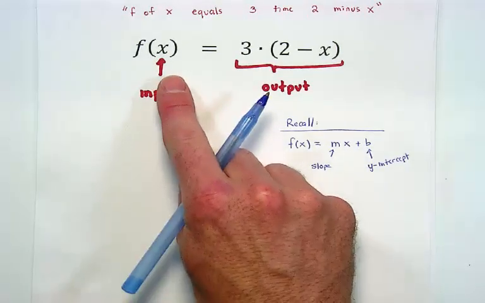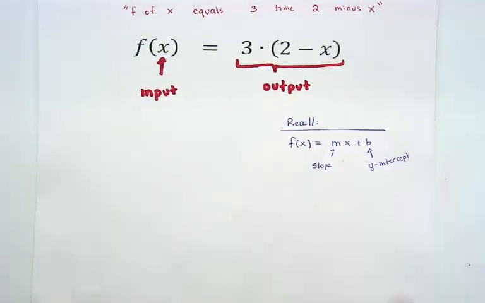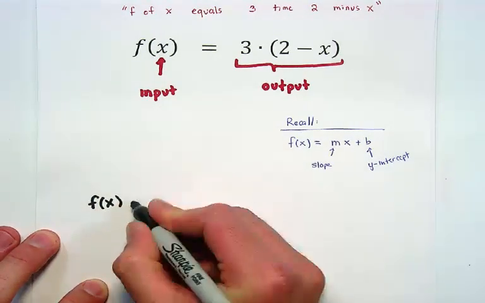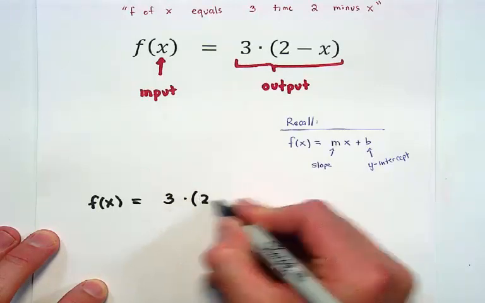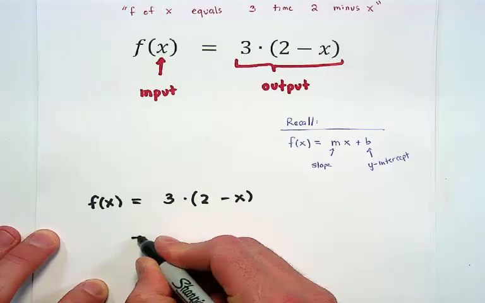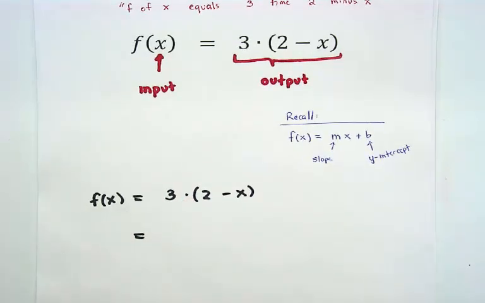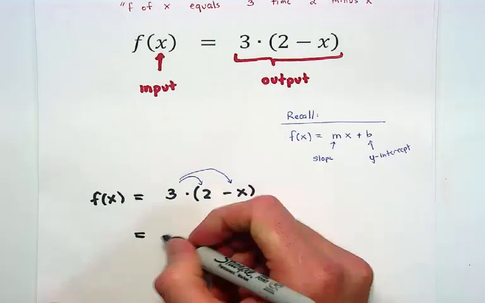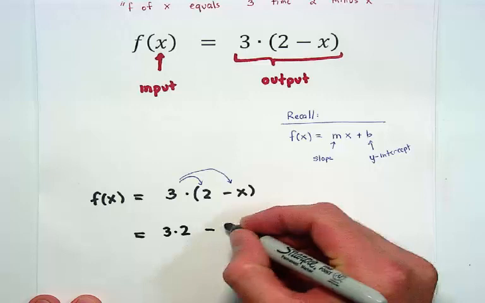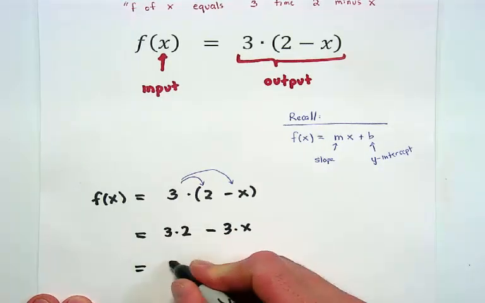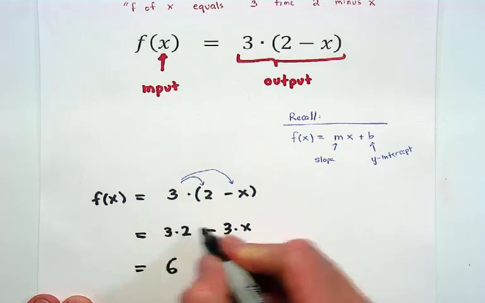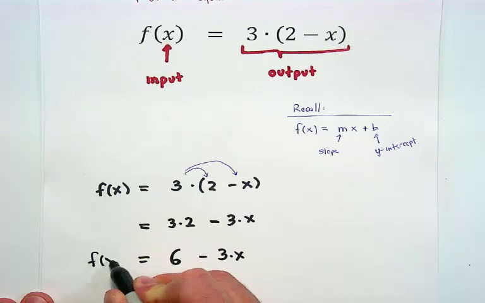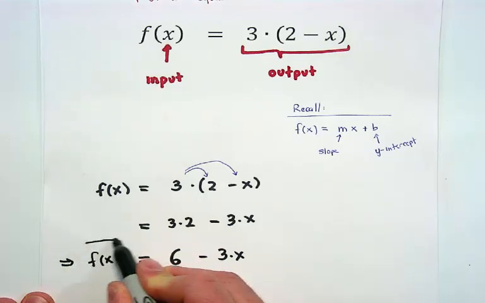This particular function is not directly in the form mx plus b, but we can do a little bit of algebraic work to change the form of this given function. If I distribute the multiplication over the subtraction, here I would have something like 3 times 2 minus 3 times x. We saw this in a previous video. 3 times 2 is 6, and this would be 3 times x. Here I have an equivalent expression or an equivalent form for that function.